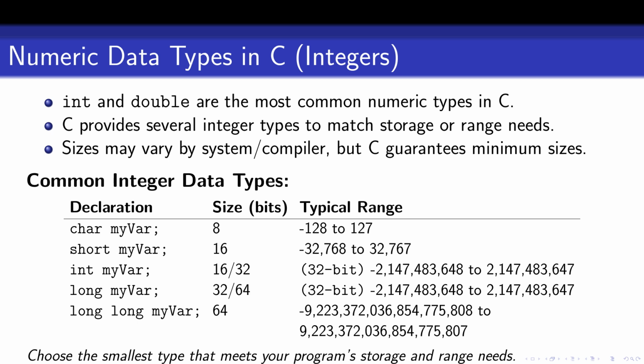-32,768 to 32,767. On most systems, an int is 32 bits, with a range of roughly -2.1 billion to +2.1 billion. If you need to store even larger values, long long gives you 64 bits and a massive range up to over 9 quintillion. Understanding the size and range of each type is essential for choosing the right one, especially when dealing with large data sets, memory limits, or calculations that must be precise.